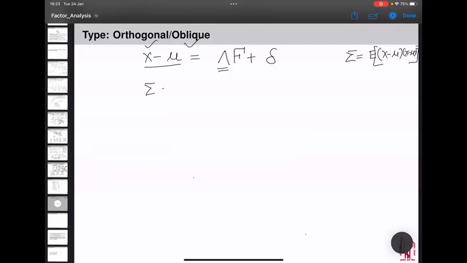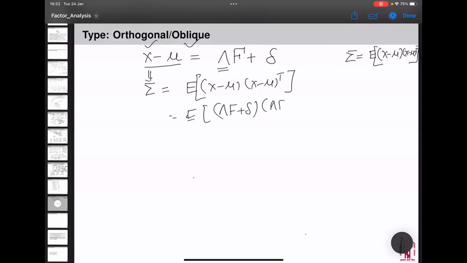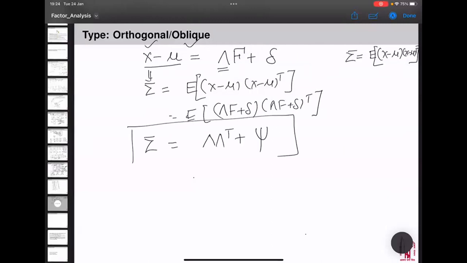So this sigma, if I write it down here, will be nothing but the expected value of X minus mu times X minus mu transpose. And if I put this value in, I have substituted it, and after some steps it will come out something like this. Actually, we use the principal component method to solve this equation.